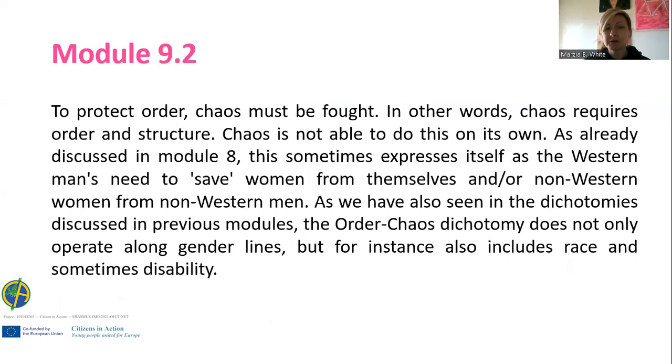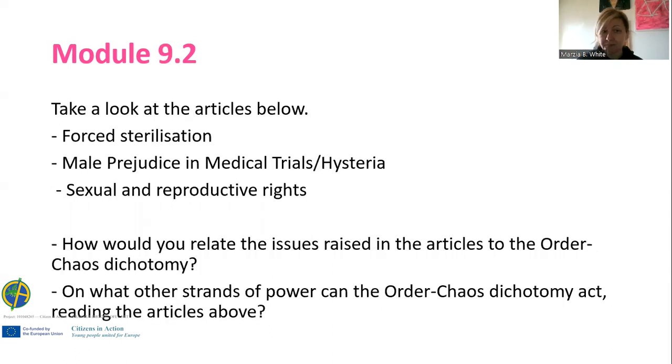To protect order, chaos must be fought. In other words, chaos requires order and structure. Chaos is not able to do this on its own. As already discussed in Module 8, this sometimes expresses itself as the Western men's need to save women from themselves or non-Western women from non-Western men. As we also saw in the dichotomies discussed in previous modules, the order-chaos dichotomy doesn't only operate along gender lines, but for instance also includes race and sometimes disability.